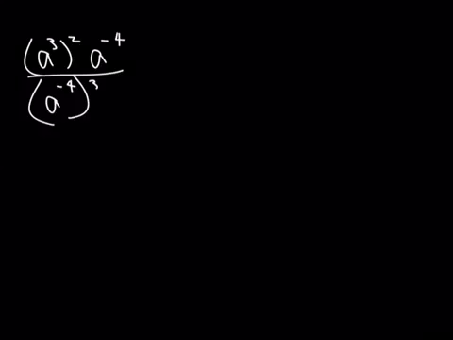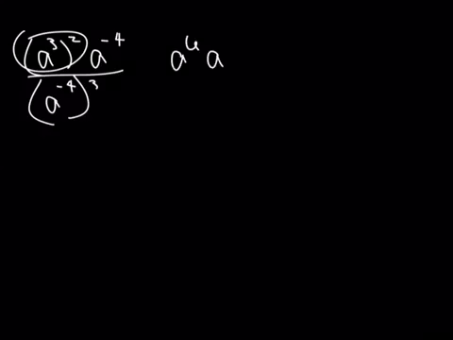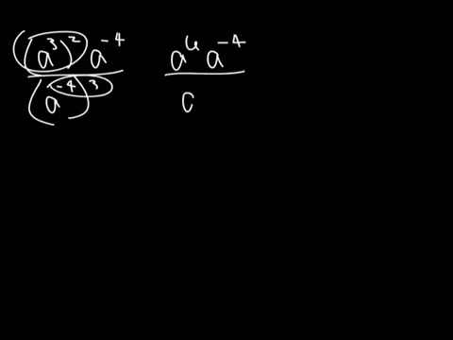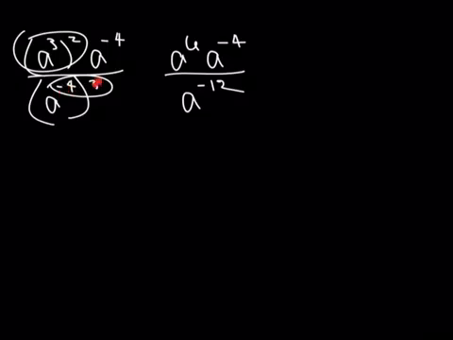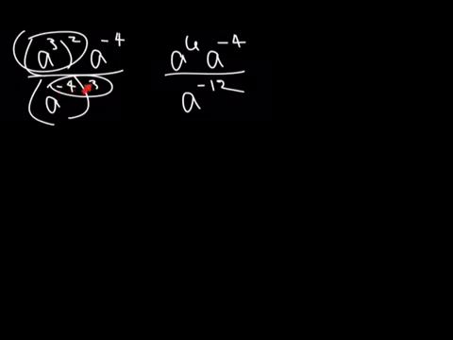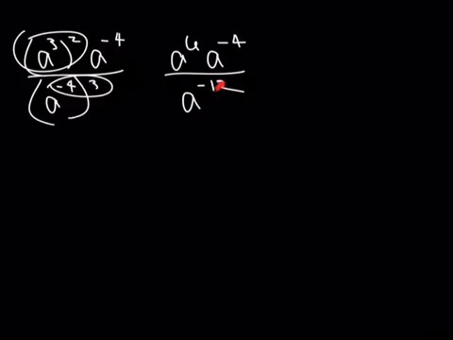Oh, goodness. Alright, so we're going to do this first. And we'll do this. So notice what happened here. Negative 4 times a positive 3 is going to be negative 12, and gives me a to the negative 12.